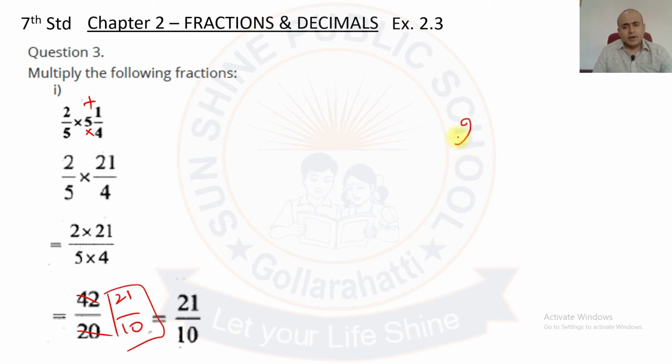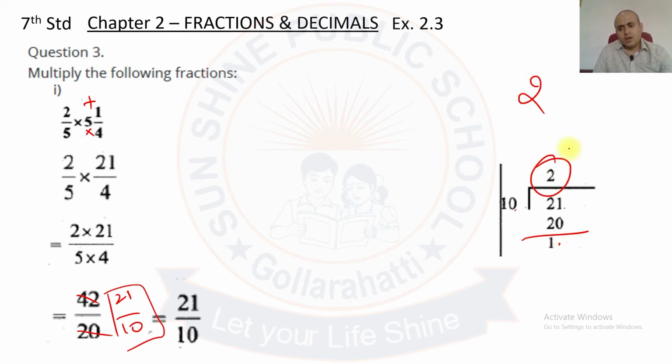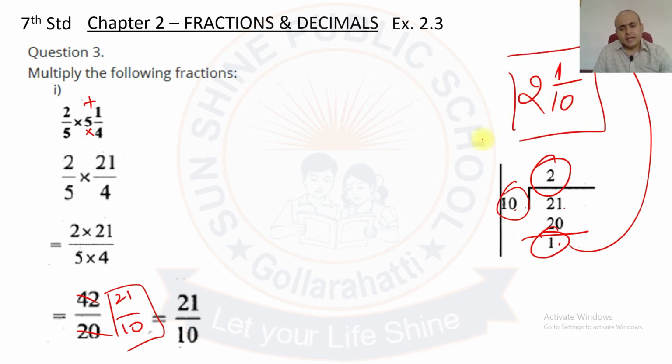Let us divide 21 by 10. So here I am dividing 21 by 10, that is 10 2s is 20 and the remainder is 1. So this 1 remainder goes to the numerator. This 2 is a whole number. 1 remainder goes to the numerator, that is 1, and the denominator is 10 as usual. The answer is 2 1 by 10.